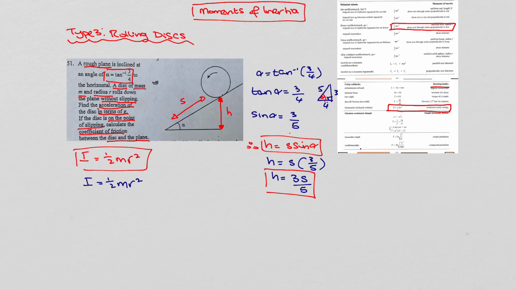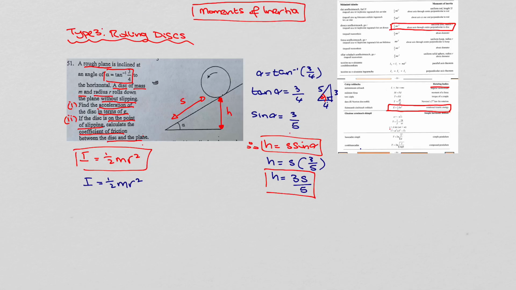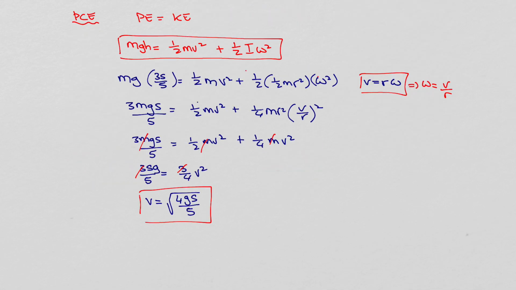So the second thing that it wants us to do is if the disk is on the point of slipping, so let me mark that: find acceleration, we'll call part 1. And then finding the coefficient of friction, we'll call part 2. So let's draw our diagram.